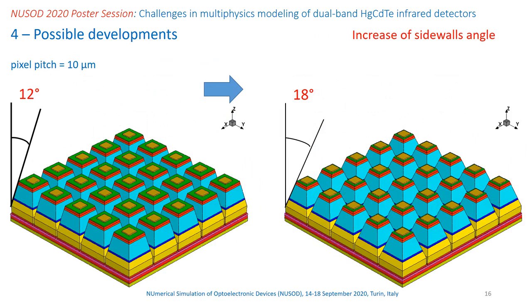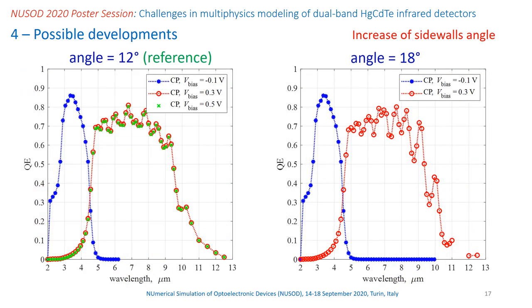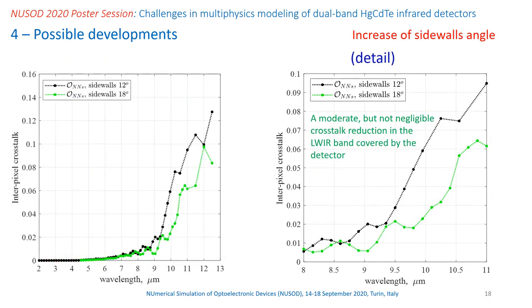The other question was trying to increase the pixel sidewall angle in order to favor the effect of multiple internal reflections into the pixels. The only effect on the quantum efficiency spectrum is to obtain a more wavy spectrum, so this is not an interesting effect. Instead, the effect on the optical crosstalk is more interesting. In the long wavelength side of the spectrum, we observe a crosstalk reduction by a factor of 2. So this result could be interesting, and it is worth an optimization and a deeper investigation in the near future.